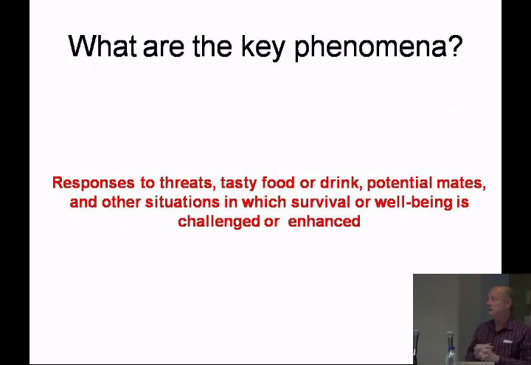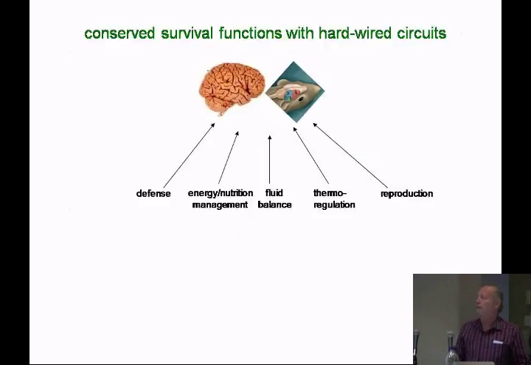So let's say we look at responses to threats, tasty food and drink, potential mates, and other situations in which survival or well-being is challenged or enhanced. If we start with this, we have a pretty good space that covers a lot of the things you study when you study emotions in animals. If we put this in terms of brain systems, we have systems for defense, energy and nutrition management, fluid balance, thermoregulation, and reproduction. I'm not trying to reproduce basic emotions here. I'm just trying to list the systems you're engaging when you study an animal and so-called emotion.